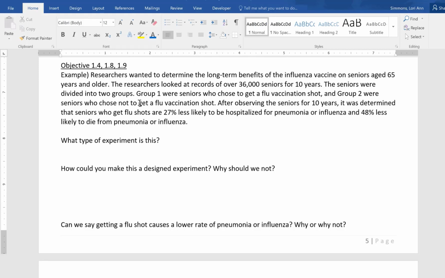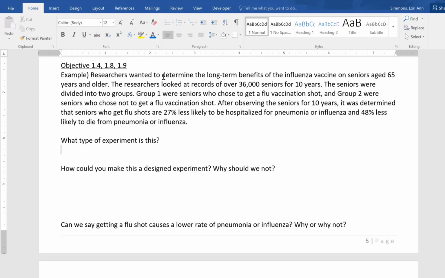After observing the seniors for 10 years, it was determined that seniors who get flu shots are 27% less likely to be hospitalized for pneumonia or influenza, and 48% less likely to die from pneumonia or influenza. So what type of experiment is this? Observational or designed experiment?